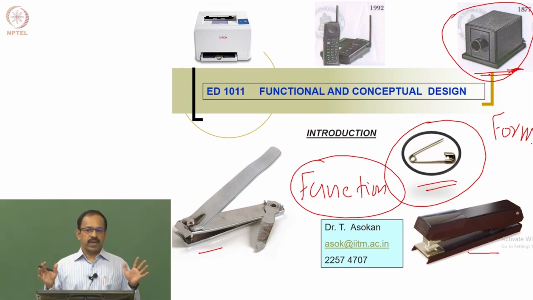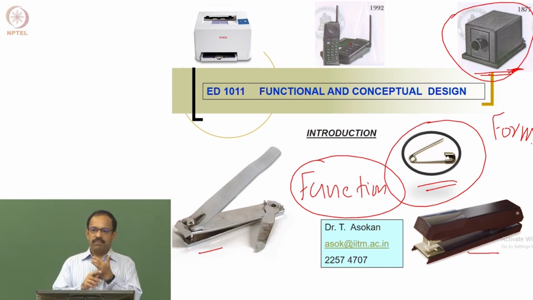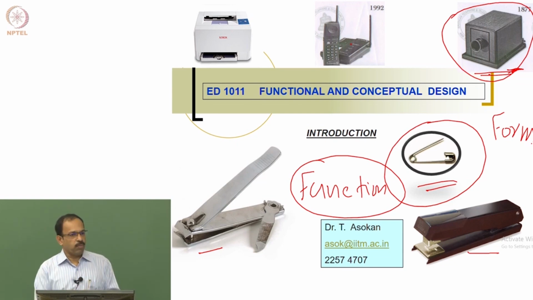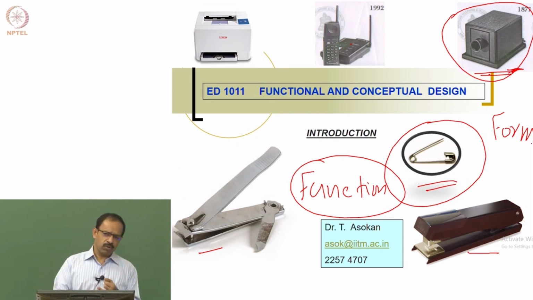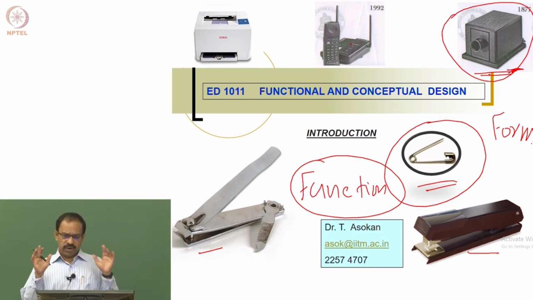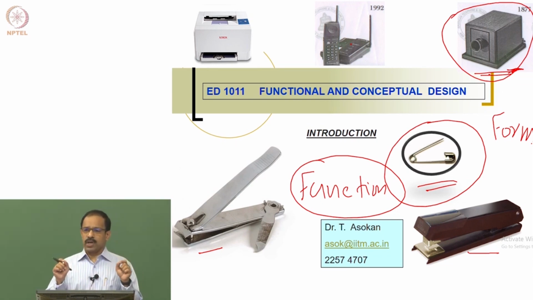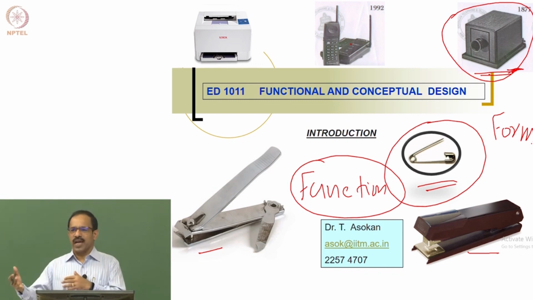So any product design revolves around, or is actually concerned with, only two aspects of the product, that is the function and form of the product. Okay, so the function is basically what the product is supposed to do, and the form is how it is able to do that, or what is the way things change.